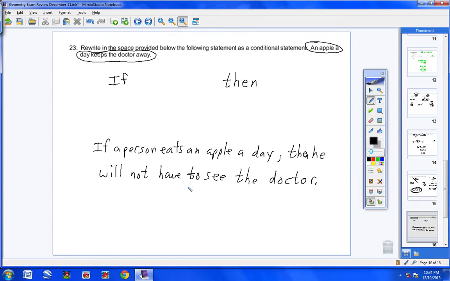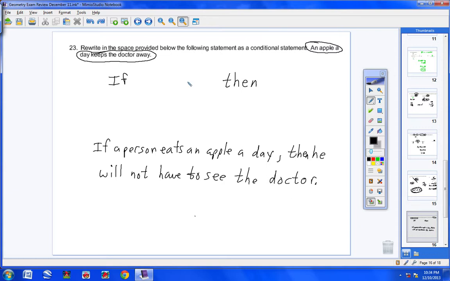Then. You cannot get the if and the then part turned around. In other words, you could not say, if a person does not see a doctor, then he will eat an apple a day. That's not true. There are other ways to be healthy, okay? So don't get those turned around, but it says an apple a day keeps the doctor away. So if a person eats an apple a day, then he will not have to see the doctor. Okay, so there you go. That's called taking an expression and writing it as a conditional.